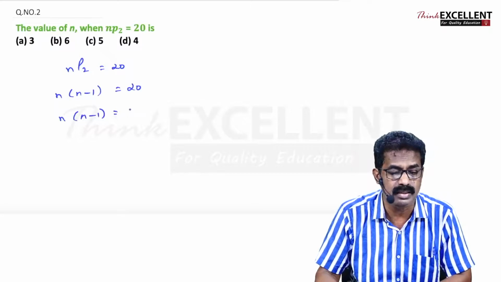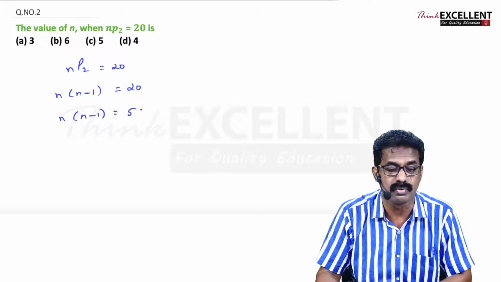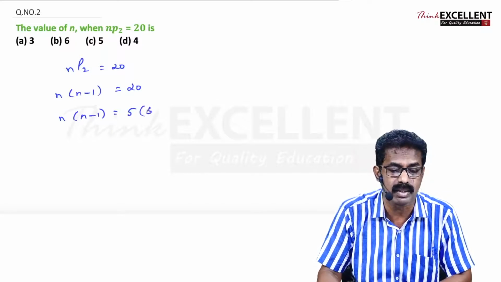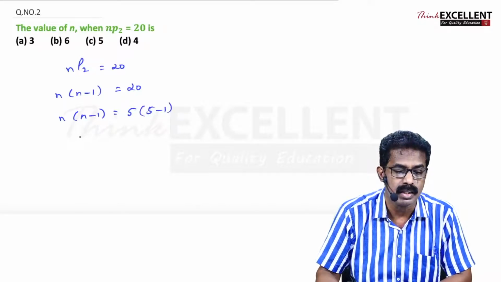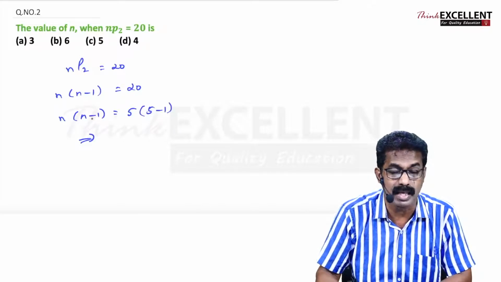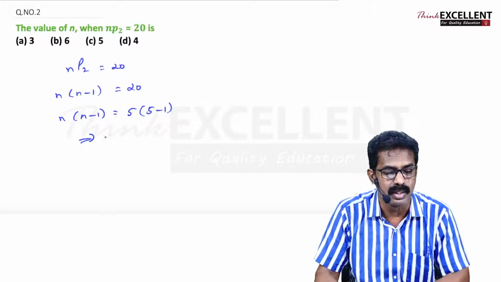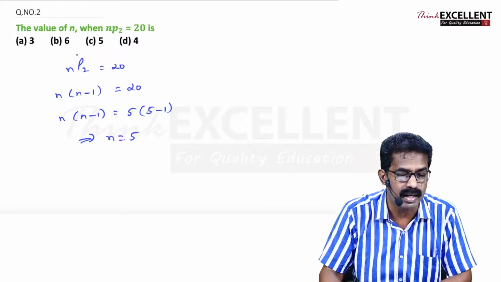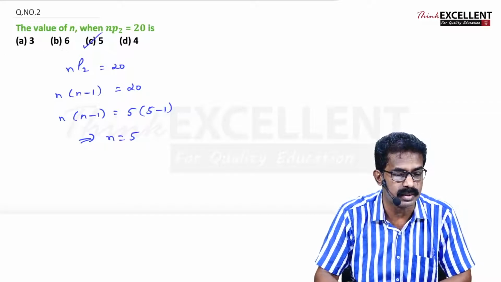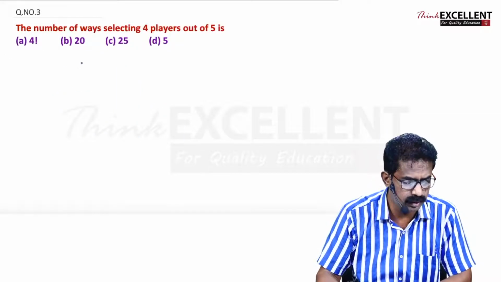The easy method, because it's an objective question and we just need the answer: 20 you can write as 5 into 4, and that 4 can be written as 5 minus 1. Now if you compare both, they are the same type: n into n minus 1, and 5 into 5 minus 1. Instead of n we have 5, so the second option is the answer. Third question.